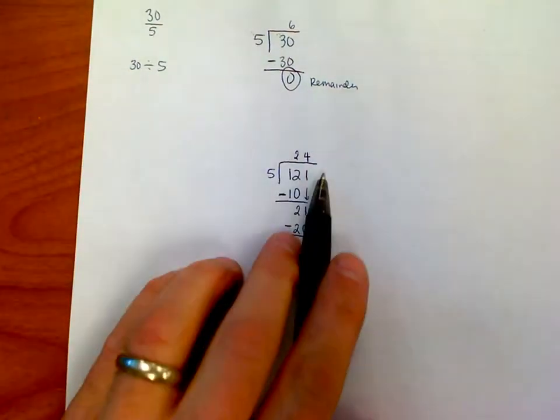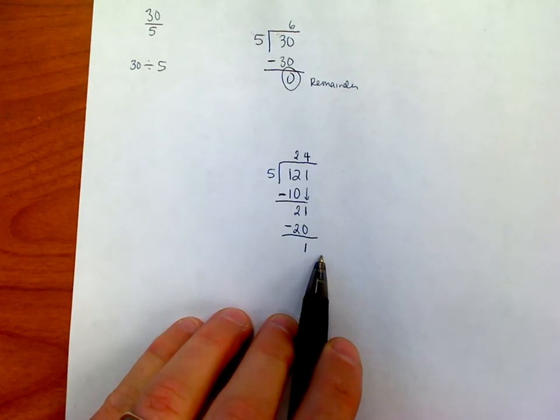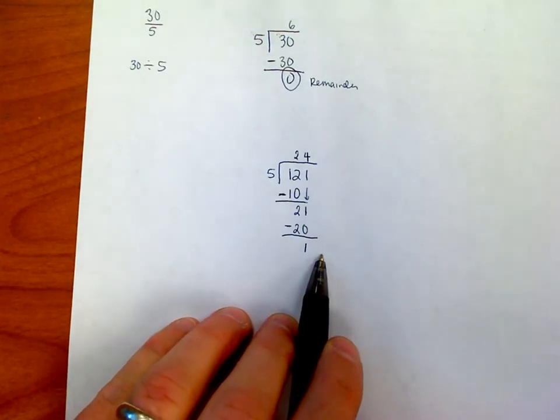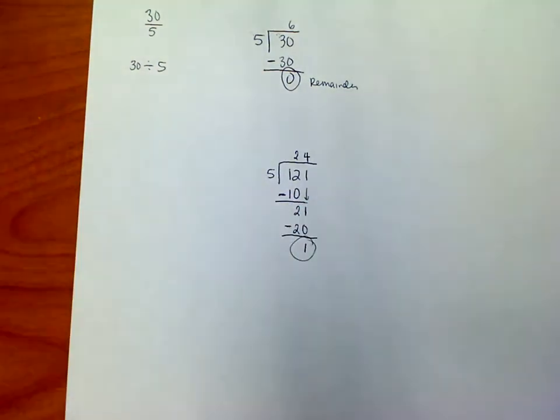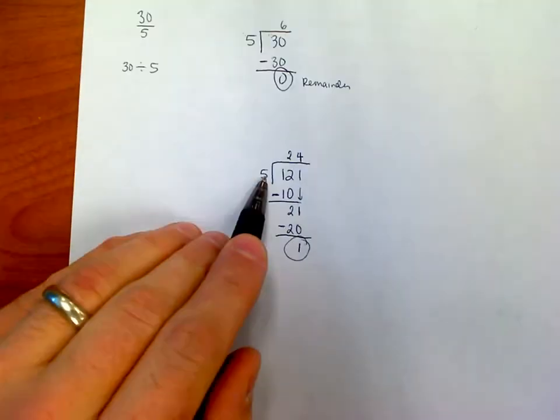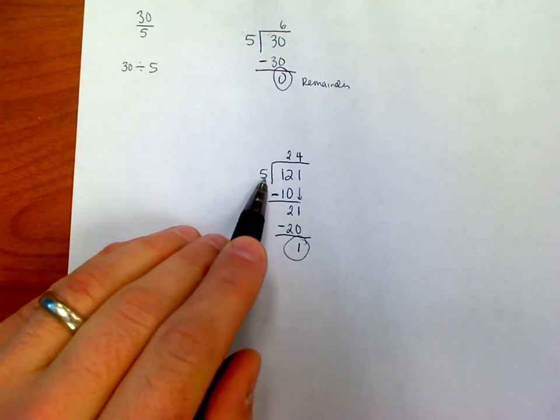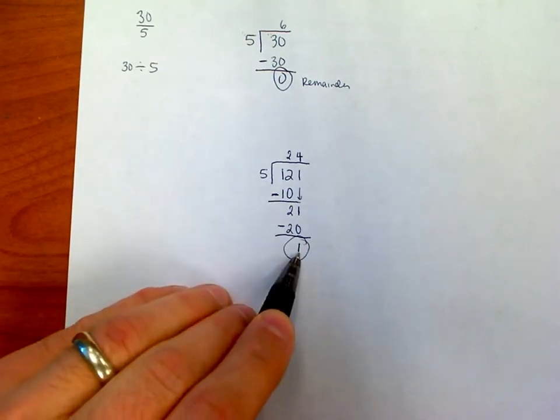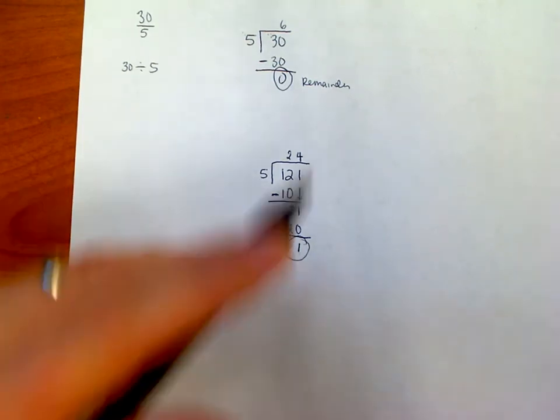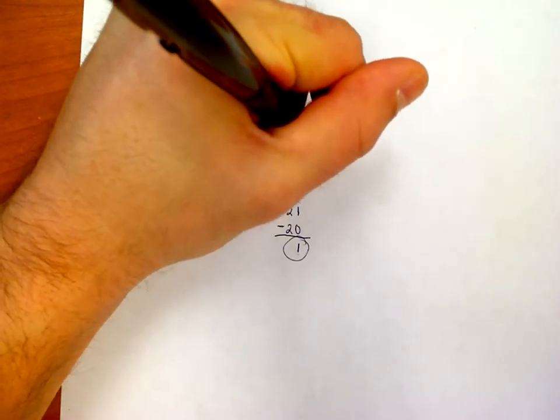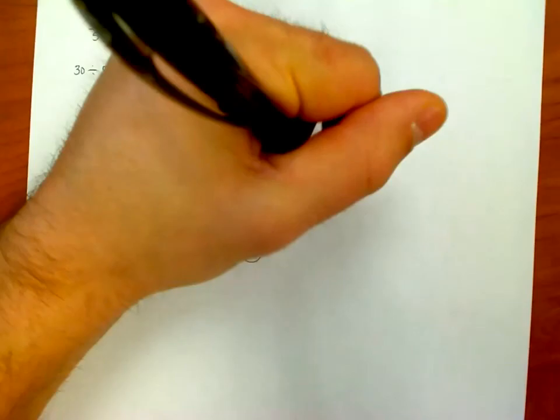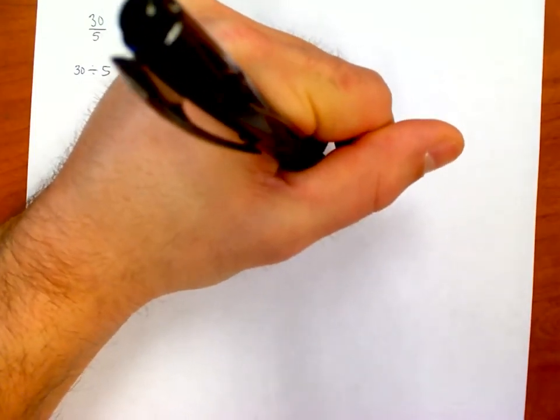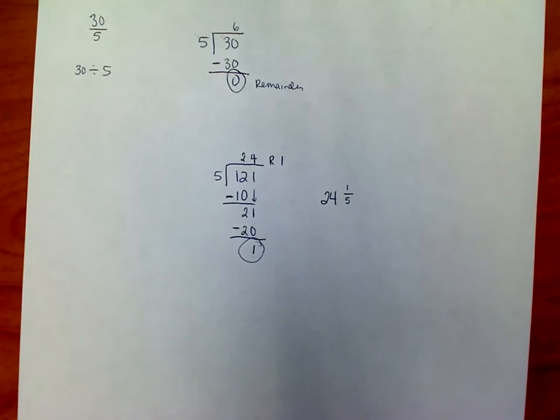Now I'm out of values to drop, so I can't put anything else down here. So what it really means then is that I have a remainder. I'm done. 5 is bigger than what I have down here, so I can't go any farther with the process. And at first you learn to say, well, that means that it's 24 remainder 1. As you started to learn about fractions, you started to write it like this, 24 and 1/5.